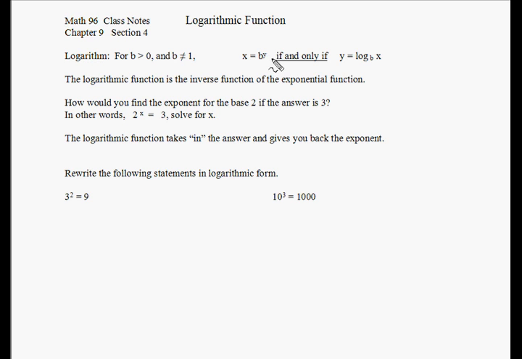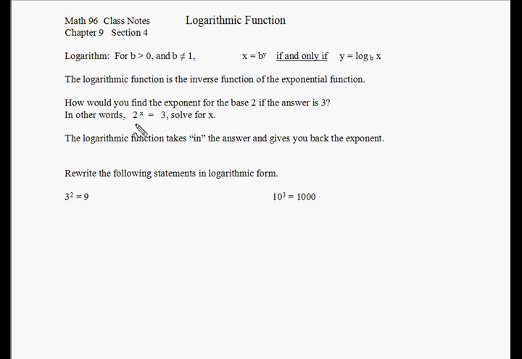So y is the exponent, and when you apply log, you get the exponent all by itself. The logarithmic function is the inverse function of the exponential function. So like adding was the inverse of subtracting, and dividing is the inverse of multiplying, log is the inverse of being an exponential function. How would you find the exponent for the base 2 if the answer is 3?